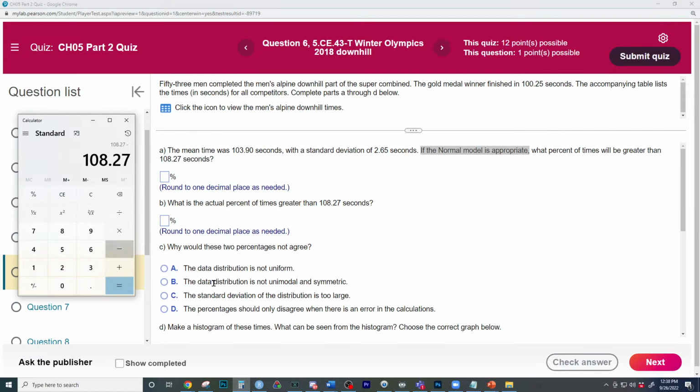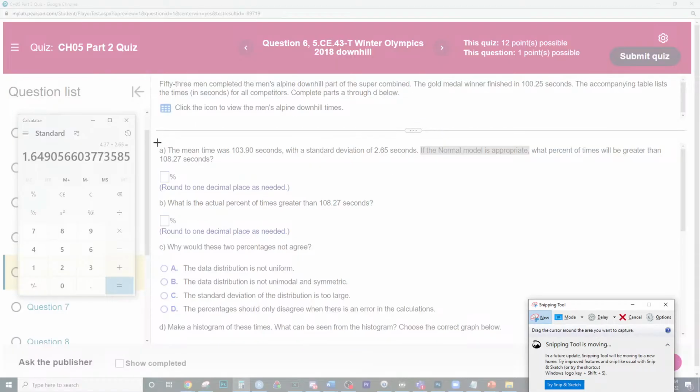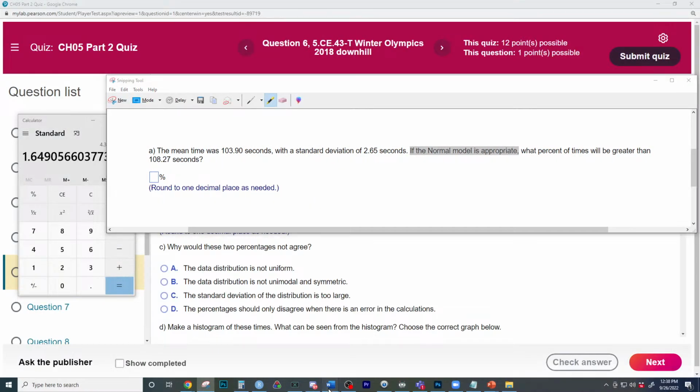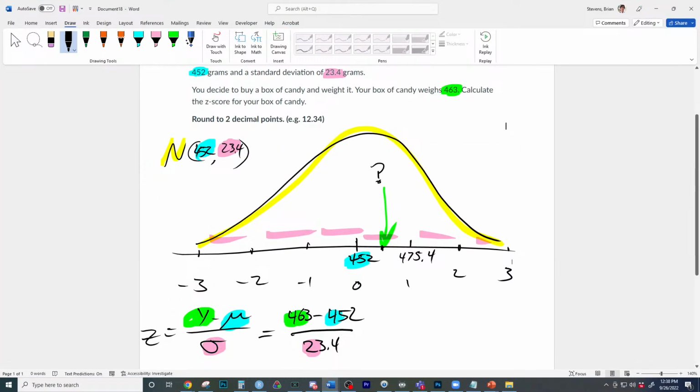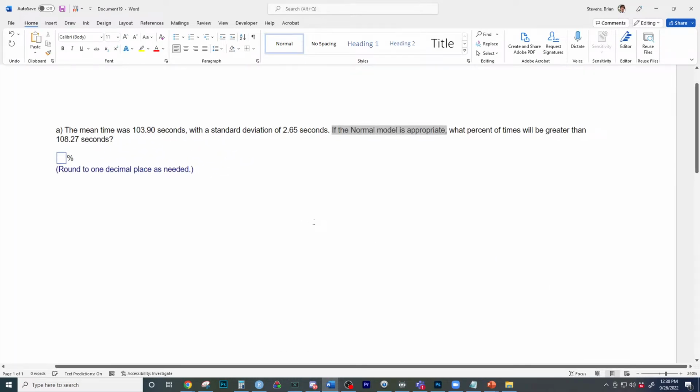108.27, observation minus mean, divide by standard deviation. Ooh, interesting. That's an interesting number they did. I don't know if that's constant, but I have just found the what of this? What did I find right here by taking the observation minus the mean over the standard deviation?